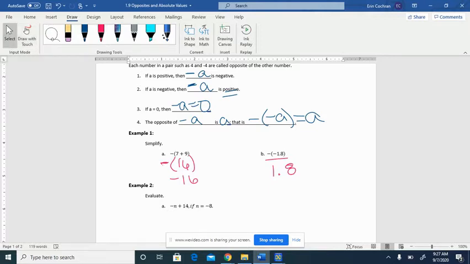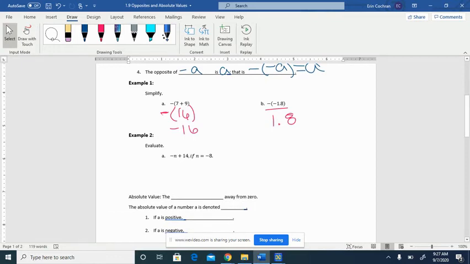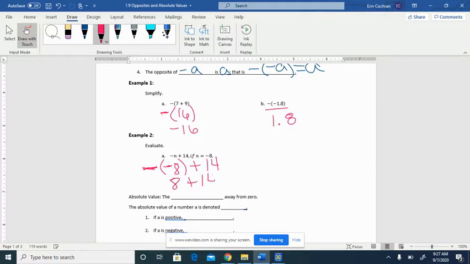Example 2 says to evaluate the opposite of n plus 14 if n is equal to -8. As we plug that in, it's asking for the opposite of n, and my n is -8, plus 14. So the opposite of -8 is a positive 8, and a positive 8 plus 14 is 22.